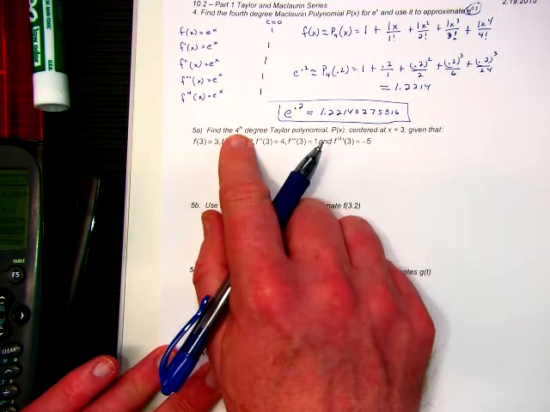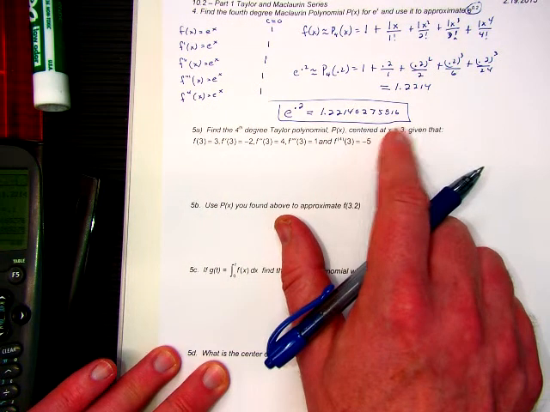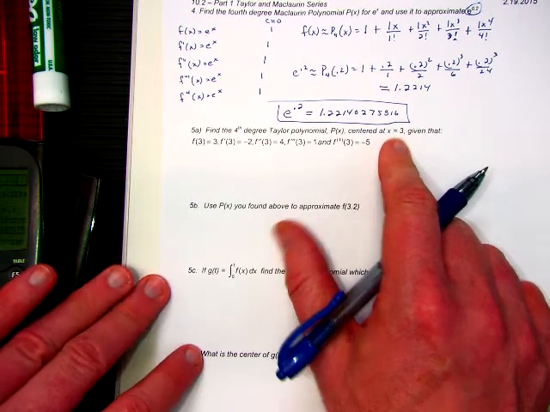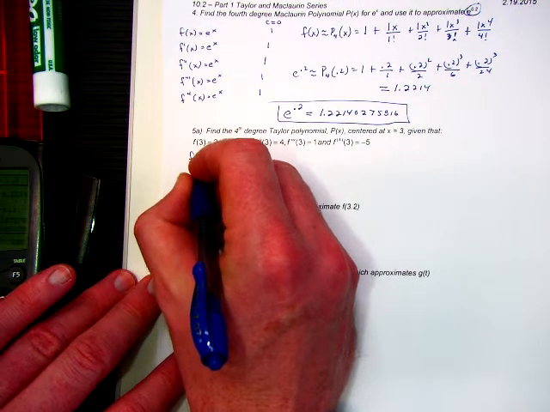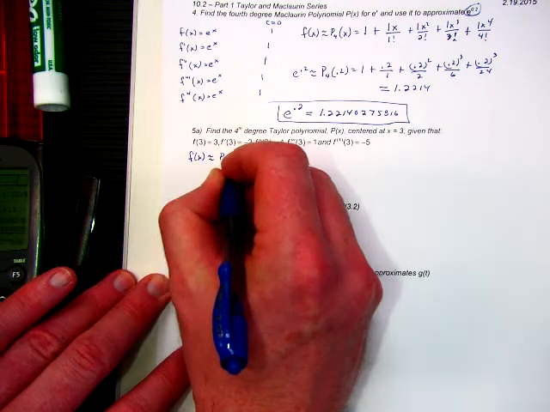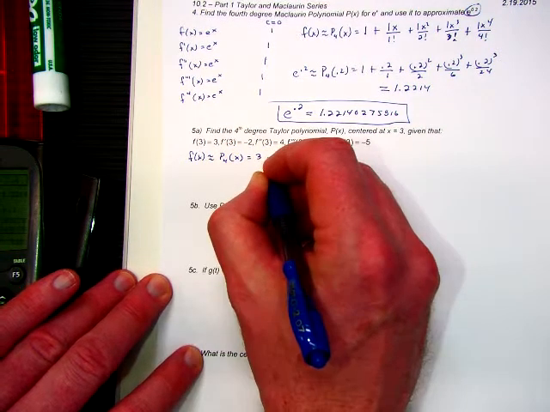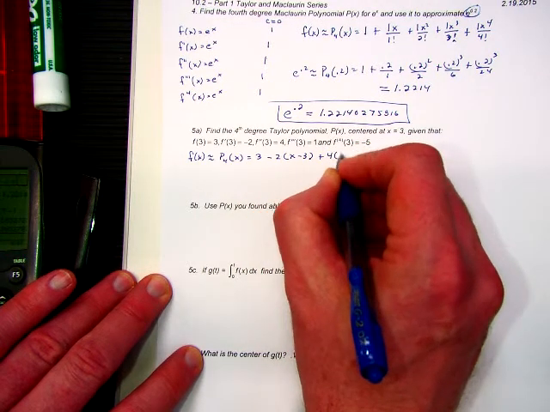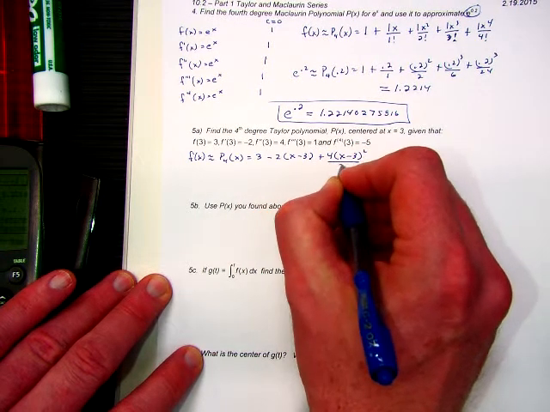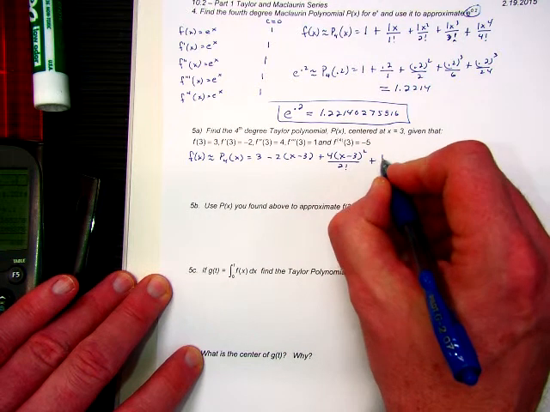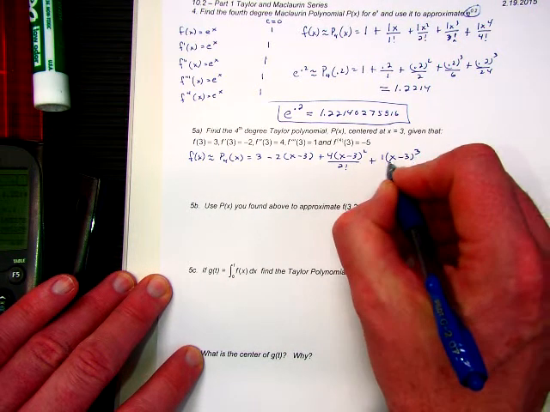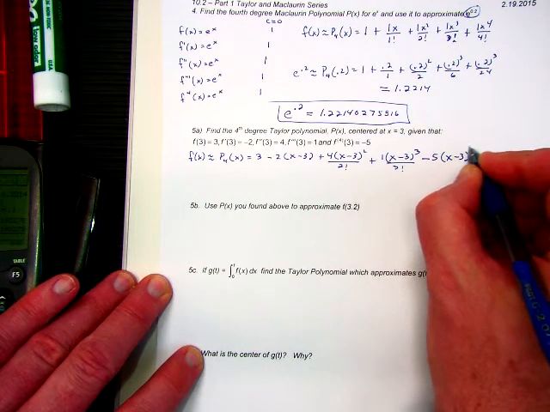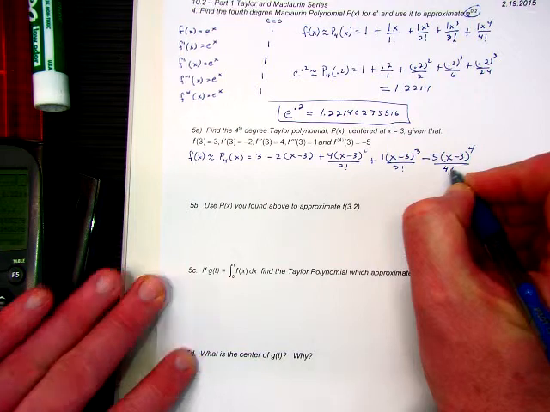So it's a 4th degree Taylor centered at 3. If it just says Maclaurin, we don't have to tell you where it's centered. If it's Taylor, we have to say where it's centered. So we're going to say f of x is approximately equal to P4 of x, which is 3 minus 2 times x minus 3 plus 4 times x minus 3 squared over 2 factorial, and then plus 1 times x minus 3 cubed over 3 factorial, and then minus 5 times x minus 3 to the 4th over 4 factorial.